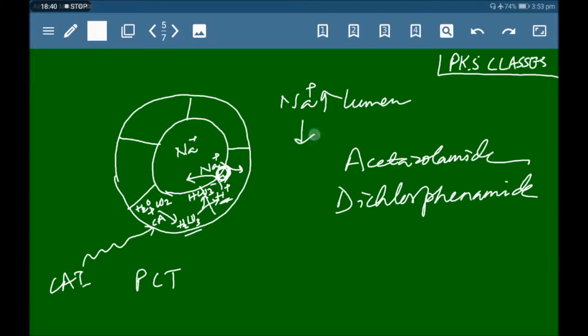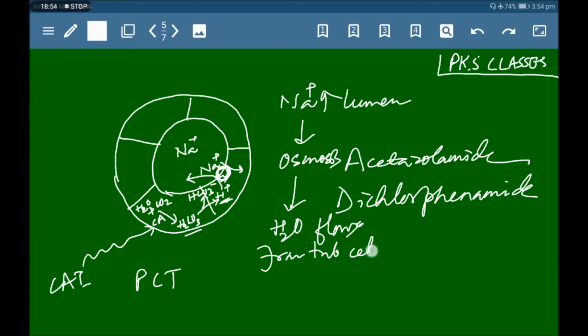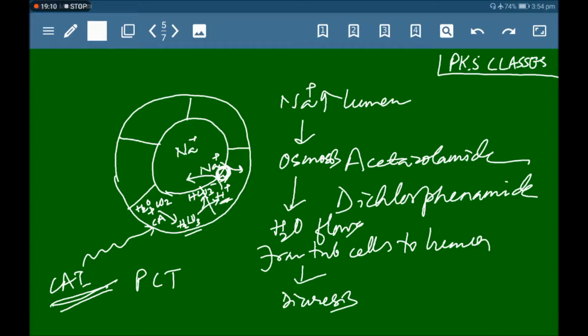So this creates osmosis. So an isoosmotic equivalent of water will flow from tubular cells to the lumen. So the urine amount increases in the lumen, and that is called diuresis. In this way, these are the drugs acting on the proximal convoluted tubule, and they act.